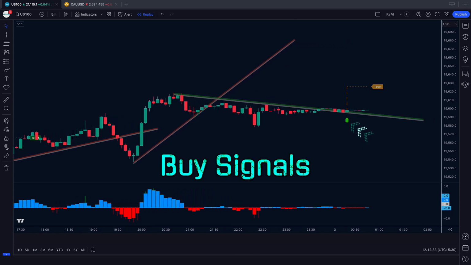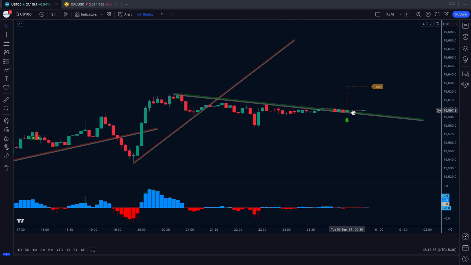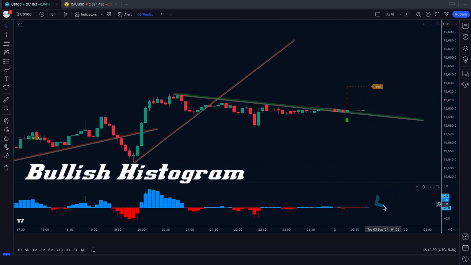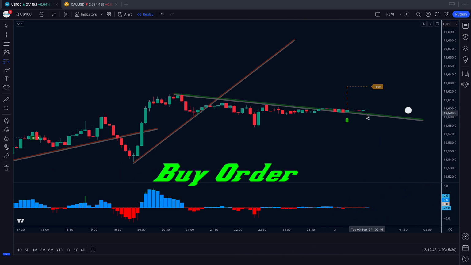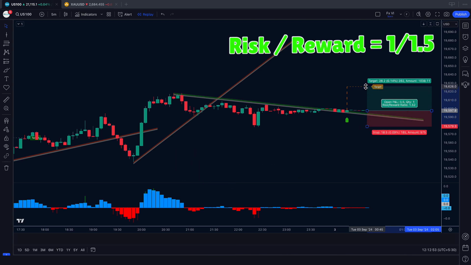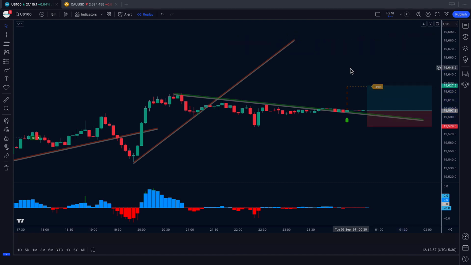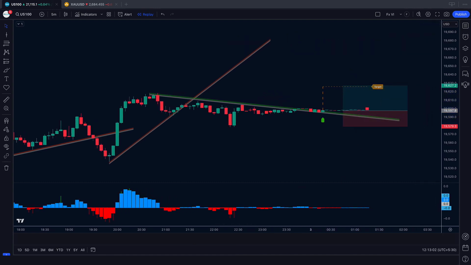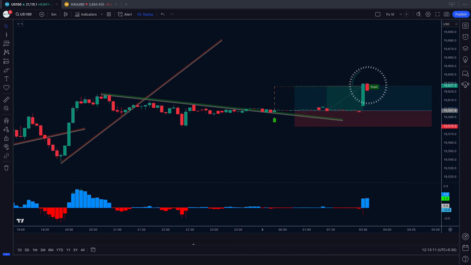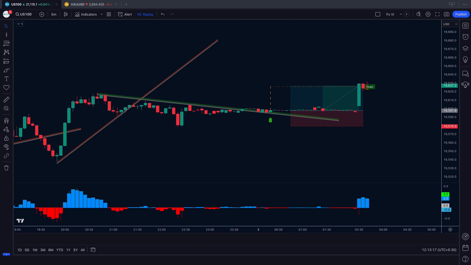When the Trendline Breakouts indicator has given us buy signals, when the market forms a bullish candle, and the column bars of the TB Trend Oscillator indicator show a bullish histogram, if this condition is fulfilled, then we will place a buy order. Our stop loss will be placed at the current market's lower level, and the risk to reward ratio will be 1 to 1.5. The market has completely hit the target. I hope you must have understood this trading strategy.